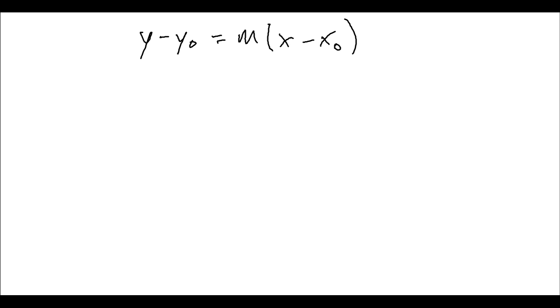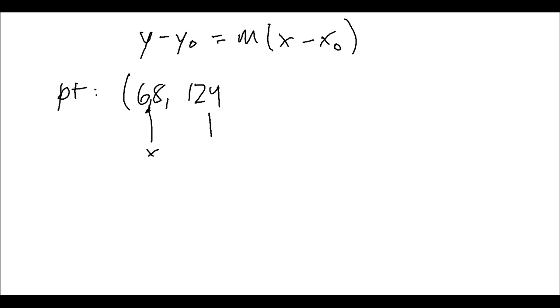So let's get a nice fresh page. To use that point slope, let me rewrite it here. I need a point on my graph, and I need the slope. So actually they gave me 2 points in the problem, and I'll just write down one. They told me that when it's 68 degrees, so that's my x-coordinate, there are 124 chirps per minute. That was my y-coordinate. So that's going to be my x naught, y naught here.